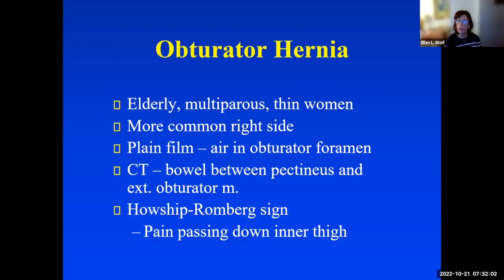Obturator hernias are another hernia that's difficult to diagnose clinically. These tend to occur in elderly, multiparous thin women. They're more common on the right side, supposedly, but I've seen some on the left as well. On plain film, you may see air in the obturator foramen. This, of course, is not reliable and not seen in most cases. On CT, we can see bowel between the pectineus and external obturator muscles. Clinically, you might see the Howship-Romberg sign, which is pain passing down the inner thigh, because the obturator hernia presses on nerves in that location in some cases.